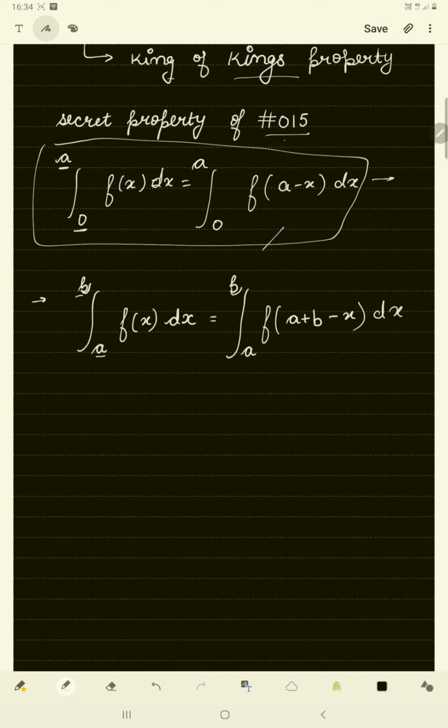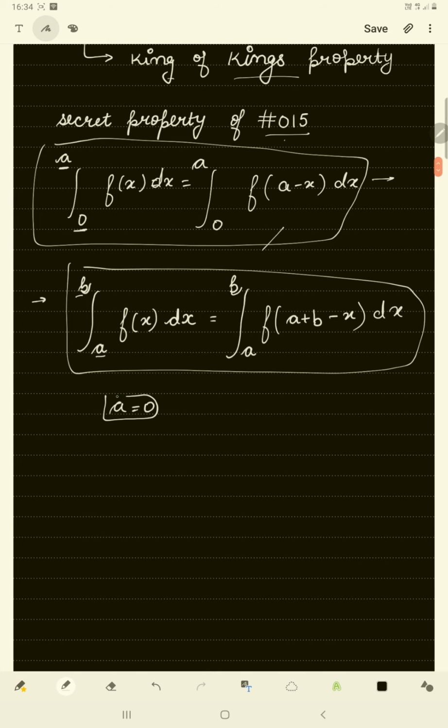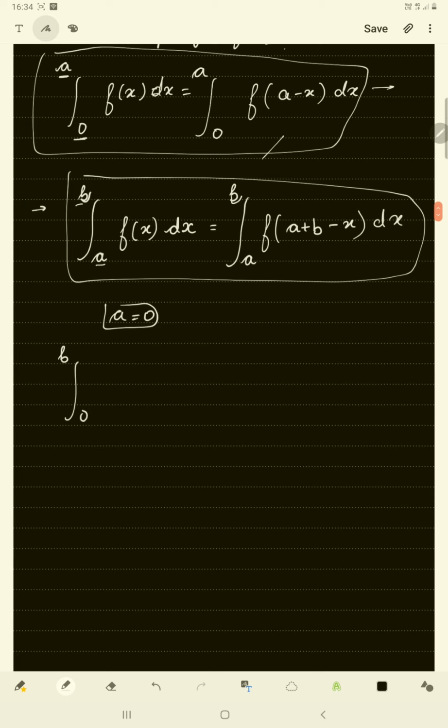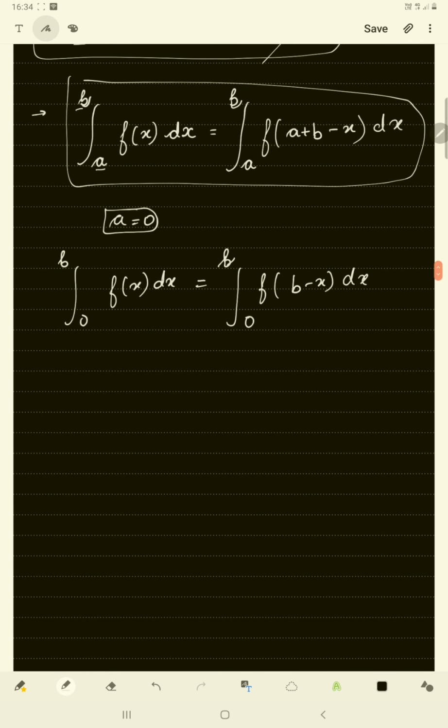Now the king's property is a special case of this property. When we put a equals 0, we get the integral from 0 to b of f of x dx equals the integral from 0 to b of f of b minus x dx. This is the king's property, so it is a special case of this property. Now that we know this property, let us do some questions on it. The questions are very similar to the ones we did on the king's property. They are just a bit twisted, but the concept remains the same.